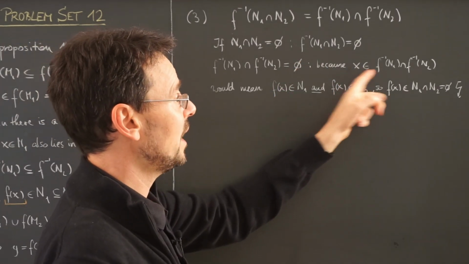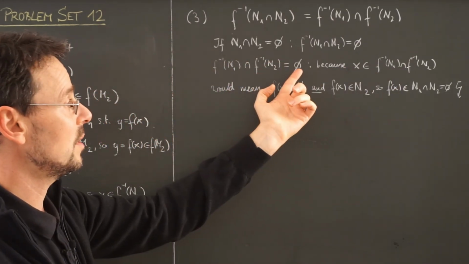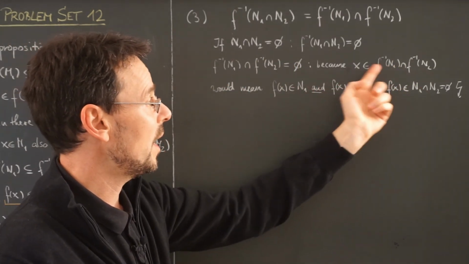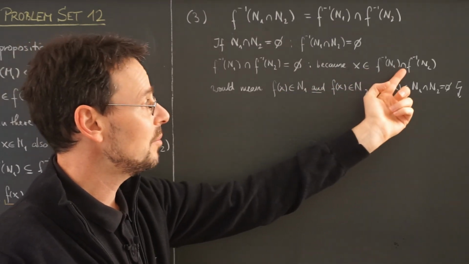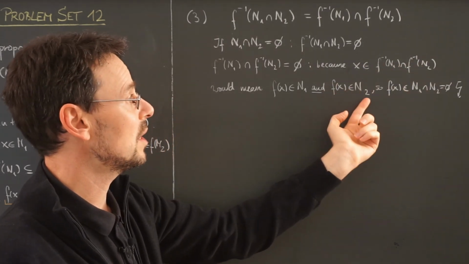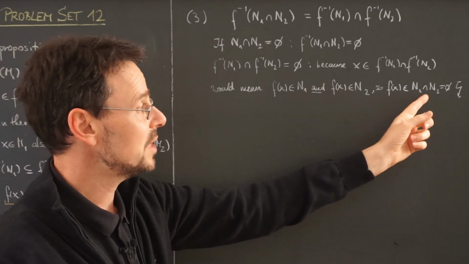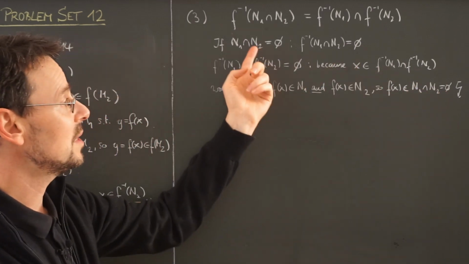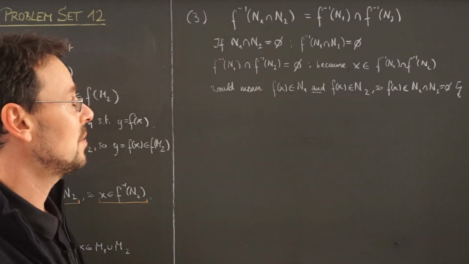Because assume we have an x that lies here. So there exists an element, so this is not the empty set. This would mean, by definition, x would lie here, so f of x would lie in N1, and because we have the intersection, x would lie here, meaning that f of x would lie in N2. Yeah, but then f of x would be an element of the intersection, N1 intersected with N2, but by assumption this was the empty set. This is a contradiction, so this really needs to be the empty set as well.